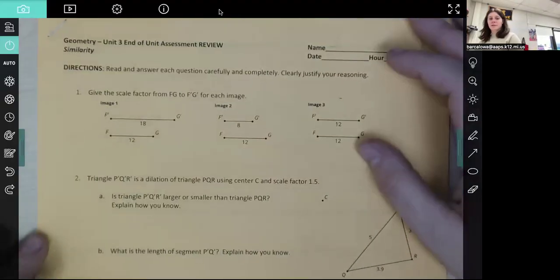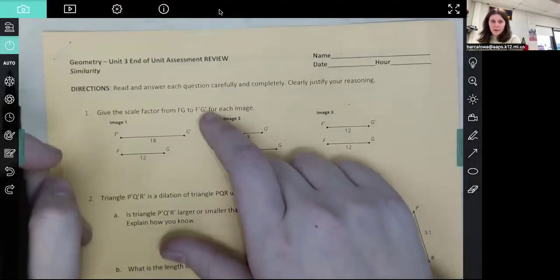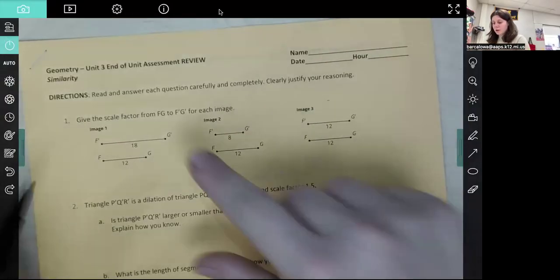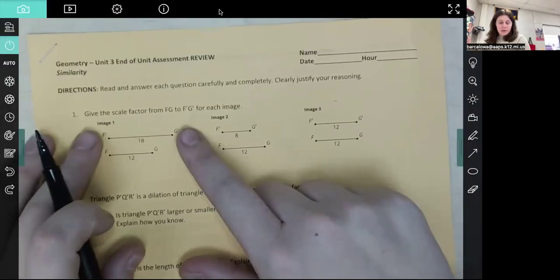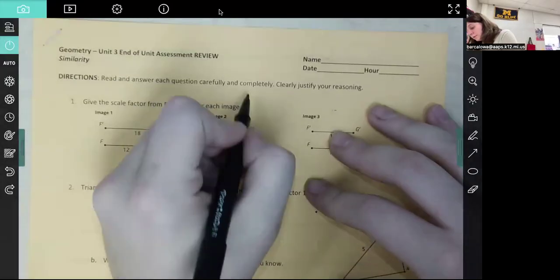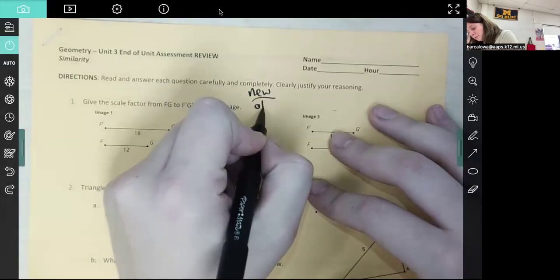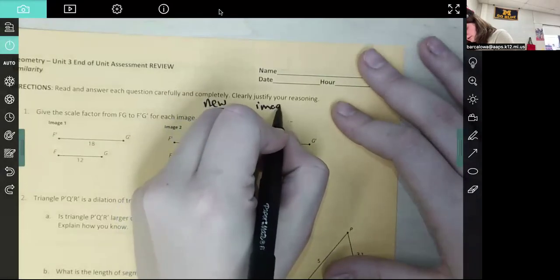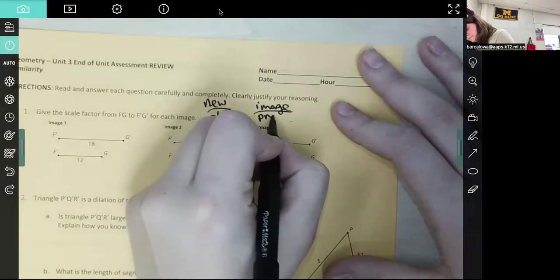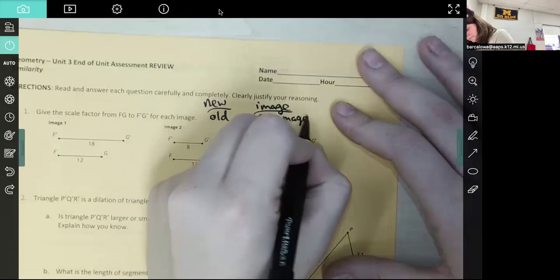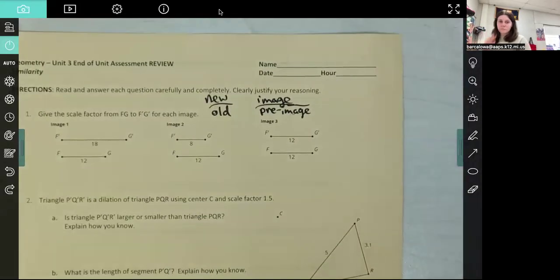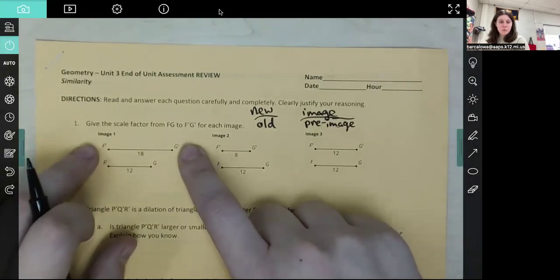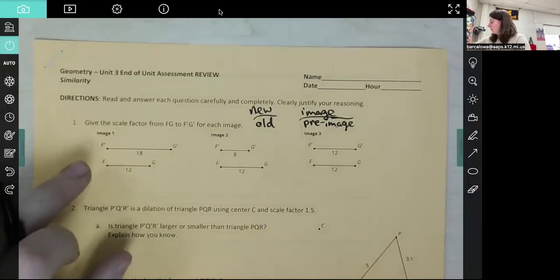Okay, give the scale factor from FG to F prime, G prime for each image. We are always taking our new figure divided by our old figure. New divided by old, okay? Maybe your teacher has said image divided by pre-image, okay? Either way, I see that F prime, G prime is my new one, FG is the old.